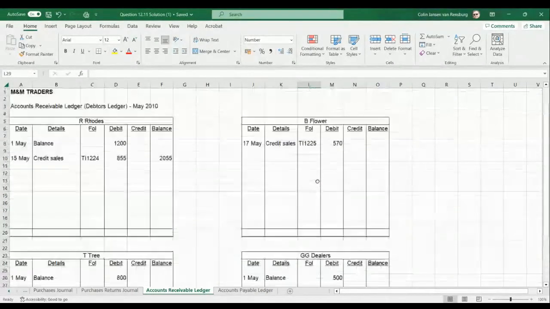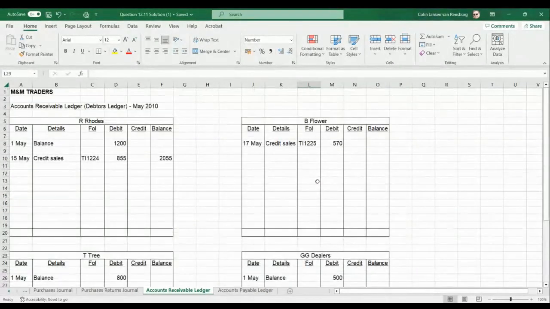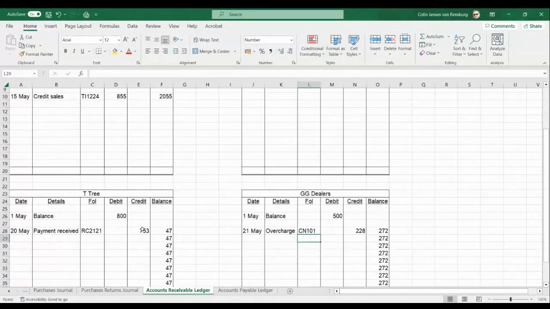So now we've got 4 different debtors, and each one has got their own little account in our accounts receivable or debtors ledger. As you can see, we record the opening balances. Every time we make a credit sale to them, we will debit their account. There's another debit, another credit sale. Every time that they make a payment to us, we will credit their account as well as the debtors control account. If they return anything to us, we will also credit their account. So that means they now owe us less.